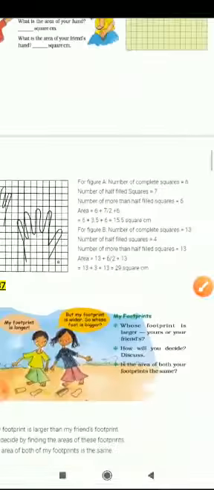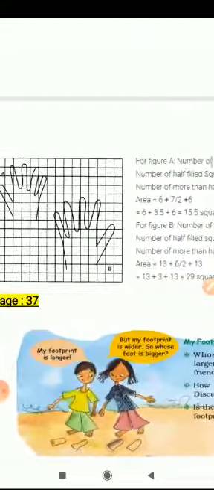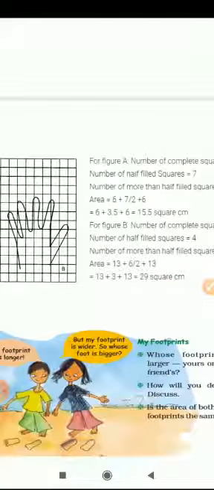Now for the second hand tracing, you have to count on your own with this same method. After counting, you will get the answer, that is 29 square centimeter. Now here, previously for A it is 15.5 square centimeter and for B it is 29 square centimeter. So which one is the bigger one? Yes, this second one, that is 29 square centimeter, right?